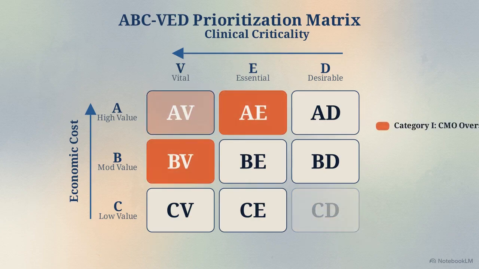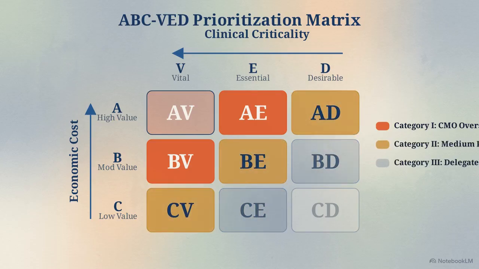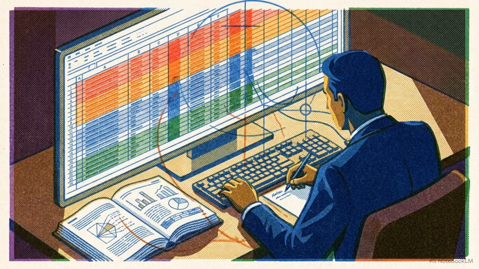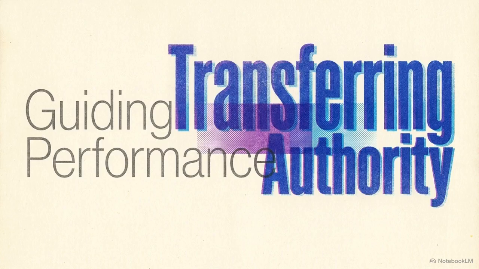Triage relies on this grid. Category 1 items require direct oversight as a chief medical officer, while Category 3 items are delegated to lower-level staff. Managing a pharmacy strictly by cost risks patient lives, while managing strictly by clinical need bankrupts the hospital. The matrix solves both. Physical inventory relies on matrices, but managing human capital relies on strict procedural boundaries, specifically the difference between supervision and delegation.